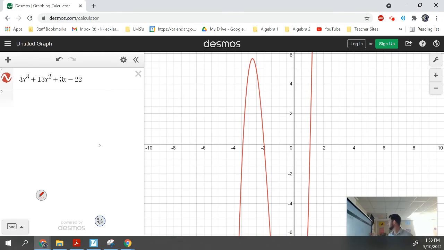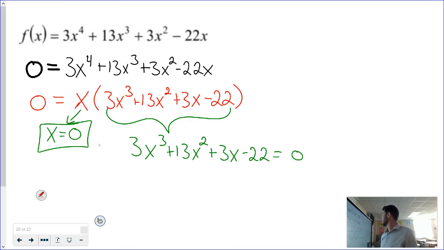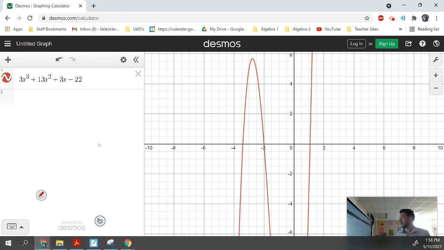But either way, if you graphed this, so once again, if you graphed 3x to the third plus 13x squared plus 3x minus 22, it would look like this. There's a couple different things. What we're looking for is where does this hit my x-axis? Well, it hits it in a couple different spots. It hits it in these 3 different spots here.